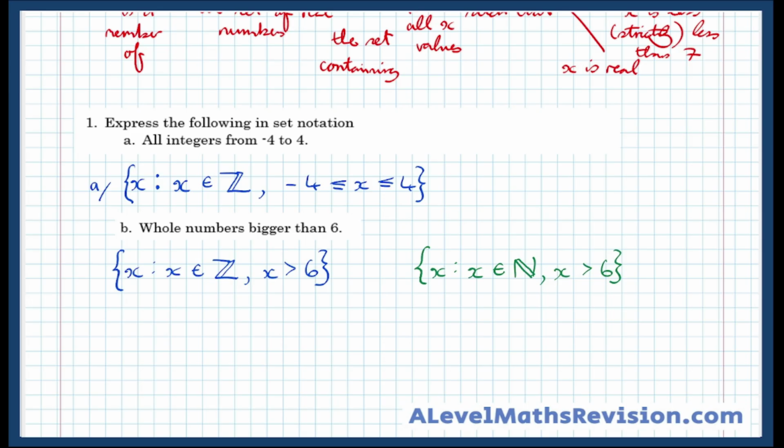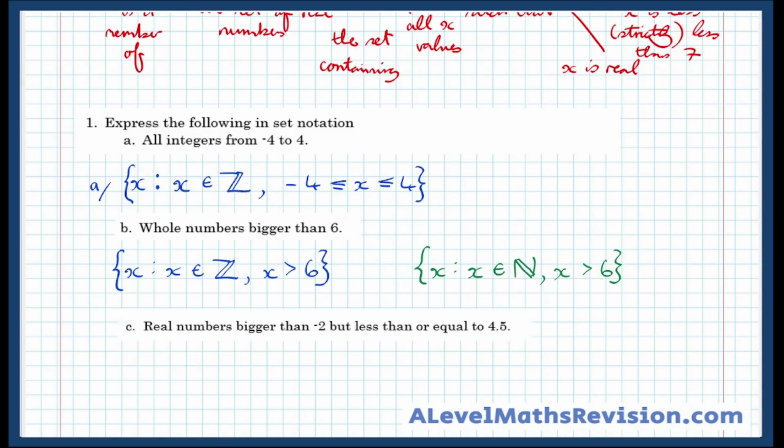So the main difference is Z, as we said before, is all integers from negative infinity up to positive infinity, all integer values. N, natural numbers, are integers but starting at 1. So these sets are identical because here we're restricting it to numbers bigger than 6. Here we're restricting it to integers bigger than or equal to 1, and a further restriction, x is bigger than 6. So both of these sets are equivalent. Both of these sets contain all the integers 7, 8, 9, 10, 11, 12, and so on, all the way up to infinity.